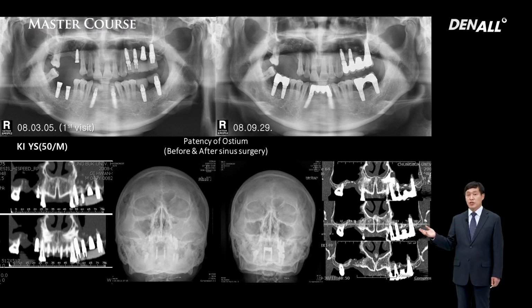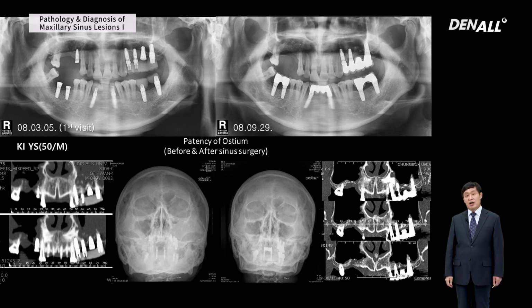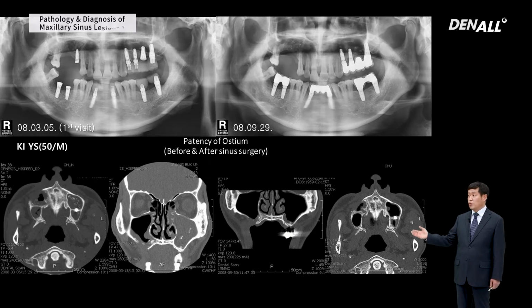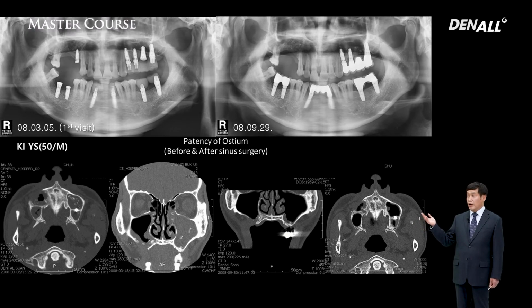The reason why I'm showing you this is that the panoramic image is insufficient in diagnosing sinusitis. You need to look at CT to check the difference between both sides. Axial and coronal view. If you look at before and after surgery in coronal view, the maxillary ostium has been widened and you can see the sinus is functioning in a healthy state.